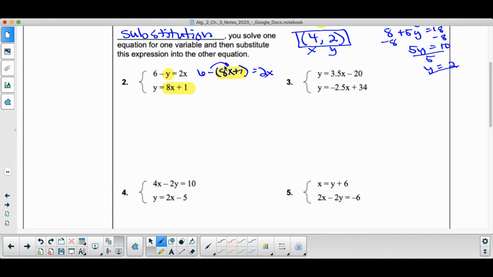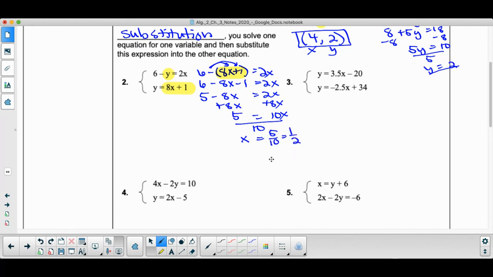All right, from here, solve for x. So I'm going to distribute that negative. 6 minus 8x minus 1 equals 2x. 6 minus 1 is 5. Add 8x to both sides. So you get 5 equals 10x. Divide everything by 10. You get x equals 5/10, which if you reduce that is 1/2. So I get x equals 1/2.